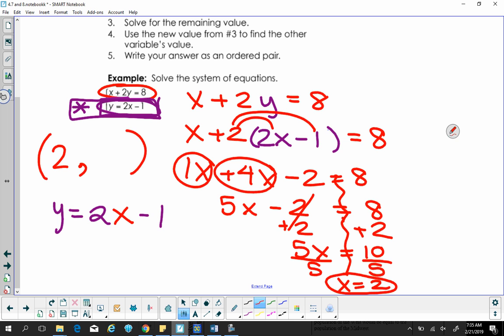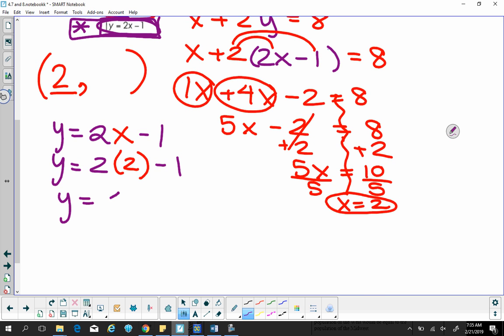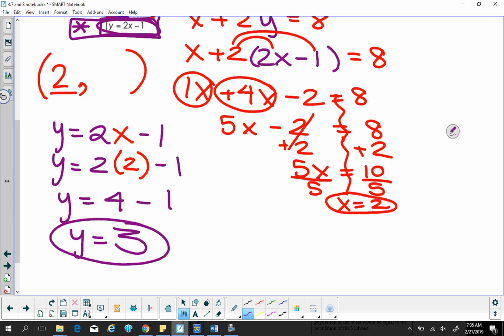What is your x coordinate? What did you find it was? 2, right? So instead of x, I'm substituting in 2 because I know it's equal to 2. Then what do you do? So you get y equals 4 minus 1, and 4 minus 1 is 3. So my solution is 2 comma 3.